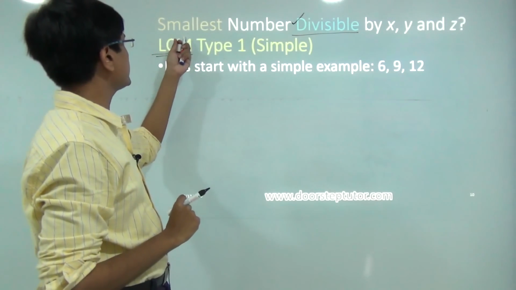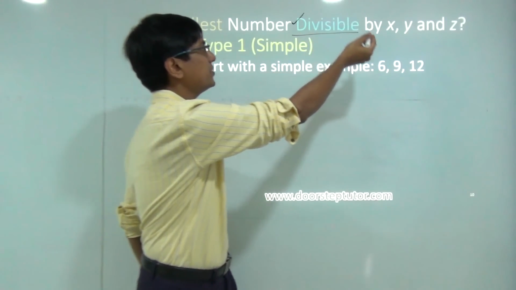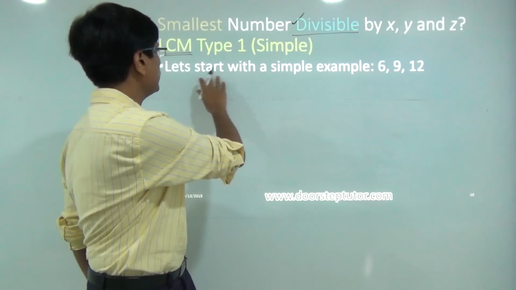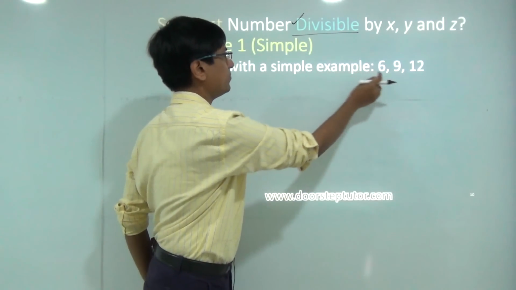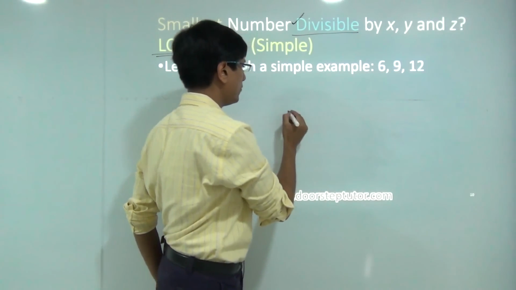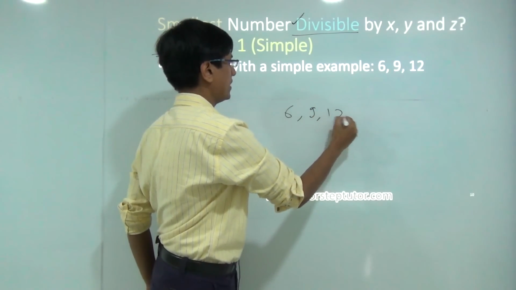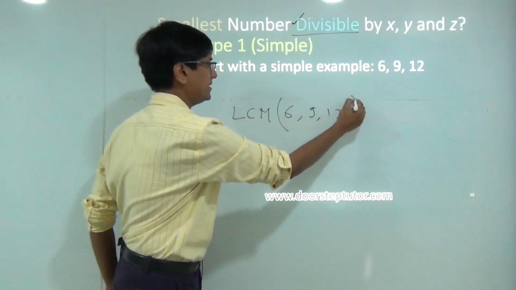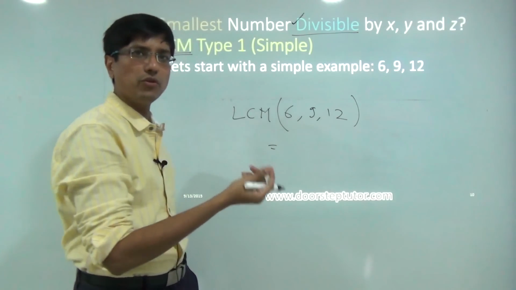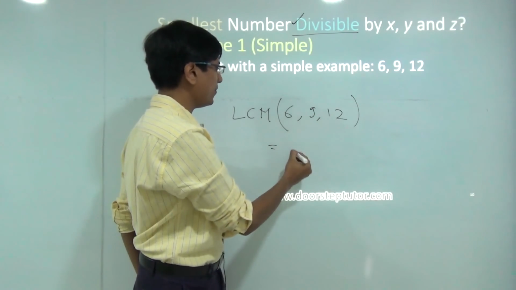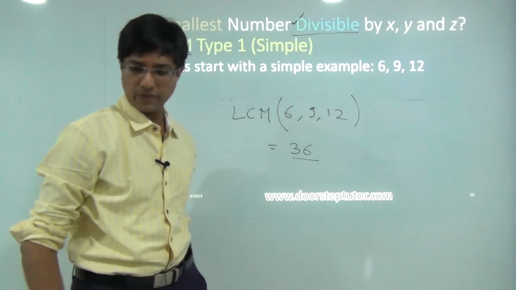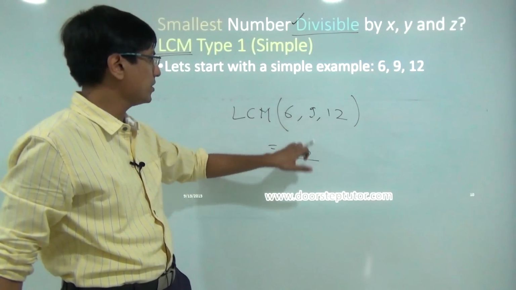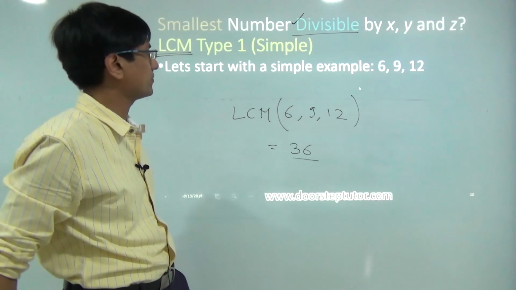So this is simple. By definition, the smallest number which is divisible by a given set of numbers is nothing but the LCM. With a simple example, if I have to find the smallest number which is divisible by 6, 9 and 12, I have to find a number which is divisible by all of these 3 numbers. What would that be? Nothing but the LCM of 6, 9 and 12. Very quickly you can find that it is 36. Very simple. 6 into 6 is 36, 9 into 4 is 36, 12 into 3 is 36. So 36 is divisible by all of these three numbers.